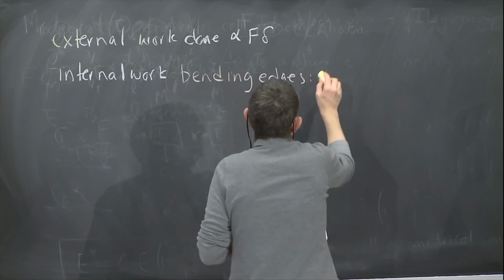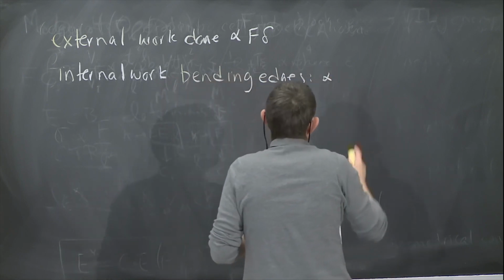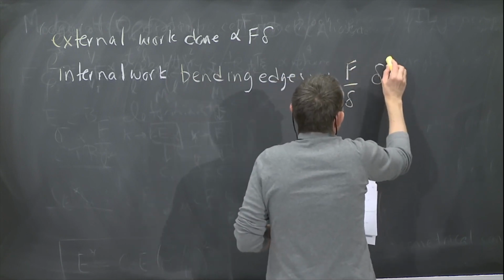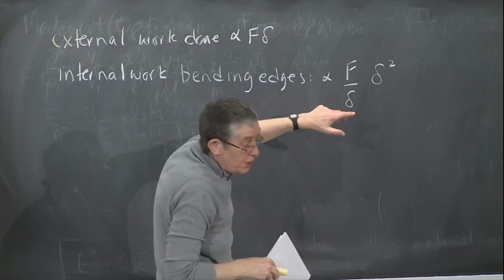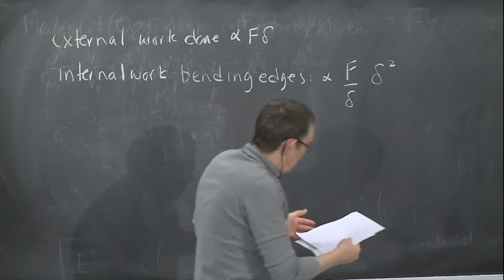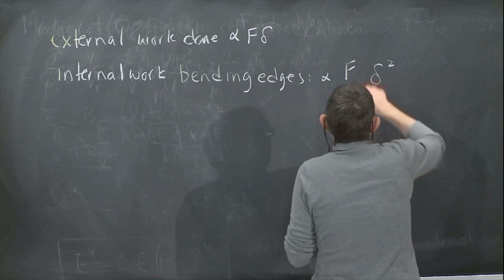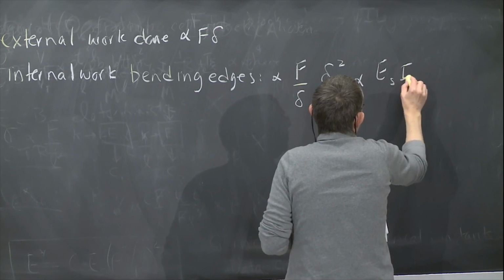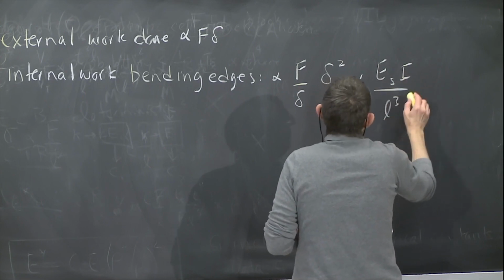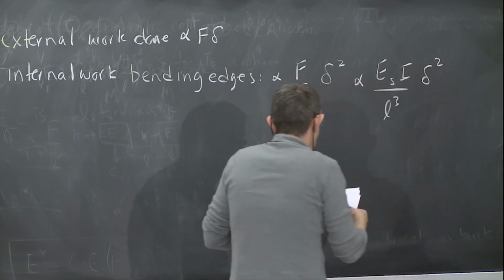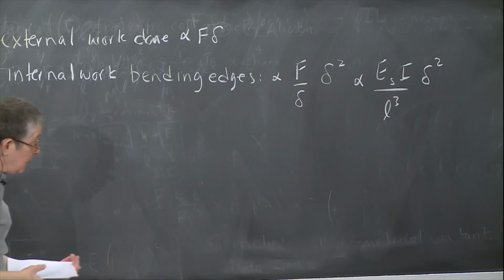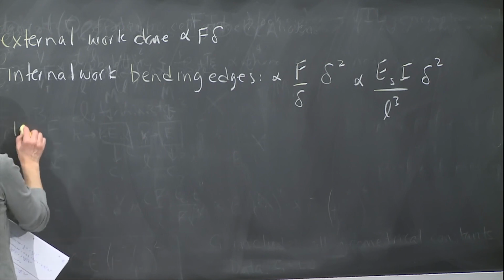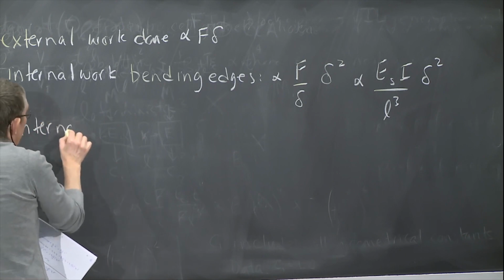That internal work is going to be proportional to F over delta times delta squared. I'm going to end up with an expression where everything's in delta squared, so I want to keep the delta squared there for now. And F over delta is the stiffness, and that's going to go as E of the solid times I over L cubed. And I is going to go as t_e to the fourth here, because it's I of the edges. Then I've also got internal work from stretching of the faces.